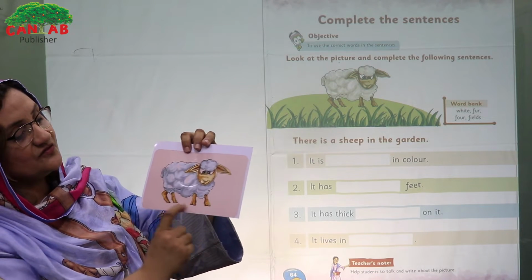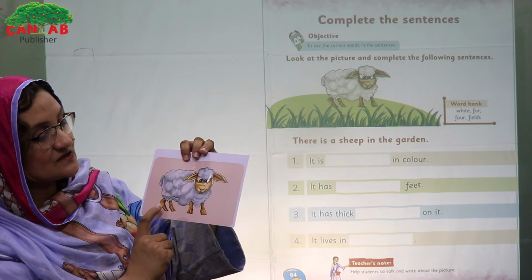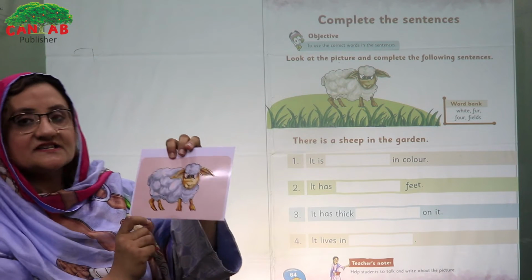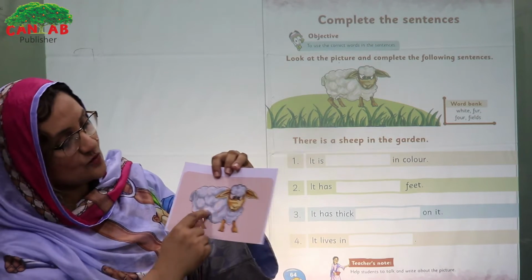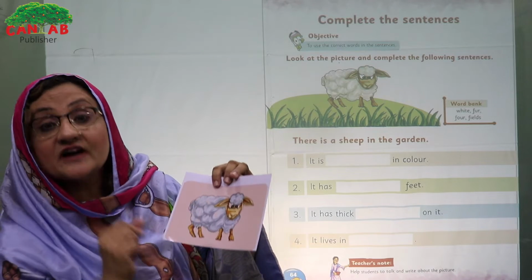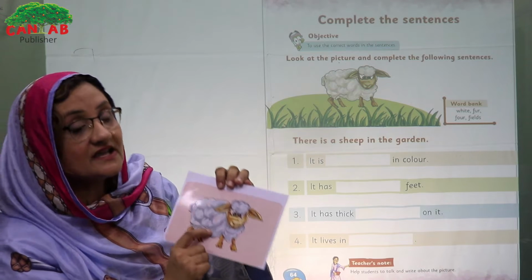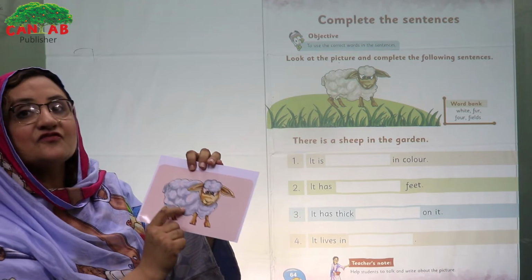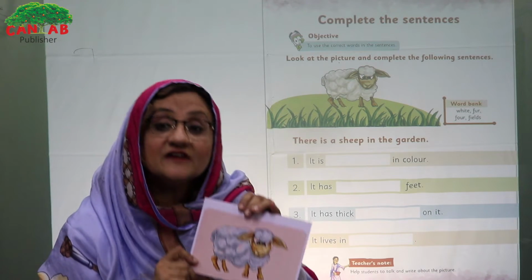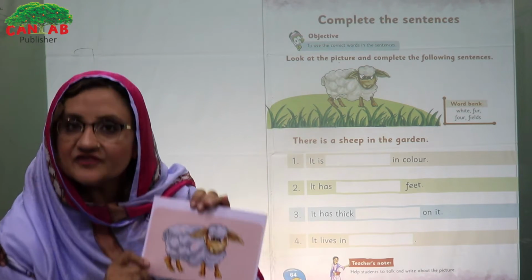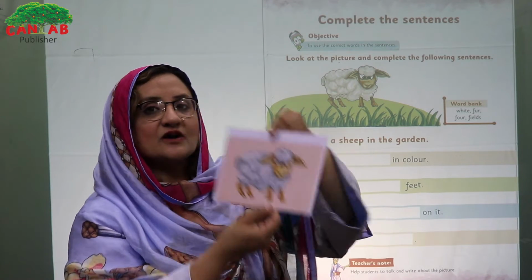And look, how many feet does it have? It has 1, 2, 3, 4. It has 4 feet. And what is this? Fur. It has thick fur on it, and it lives in fields. Now, Ali, can you please hold this card and tell me about the sheep?